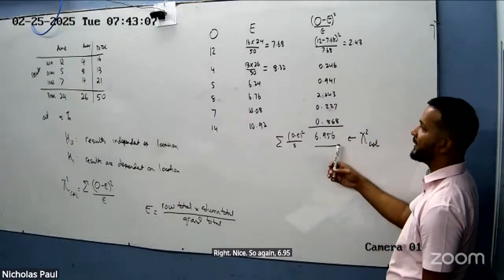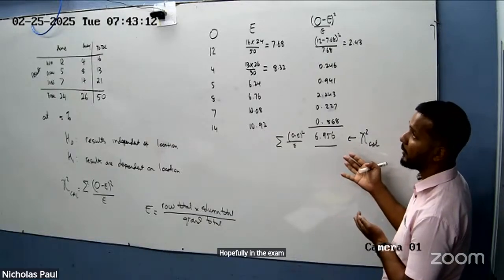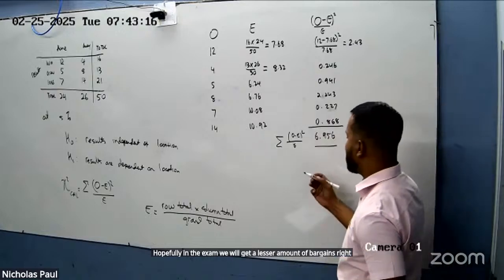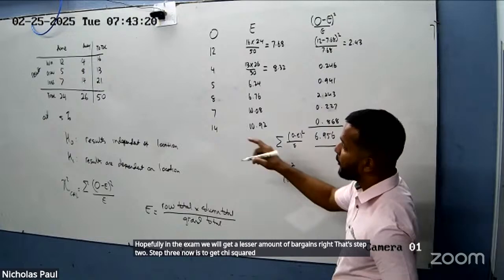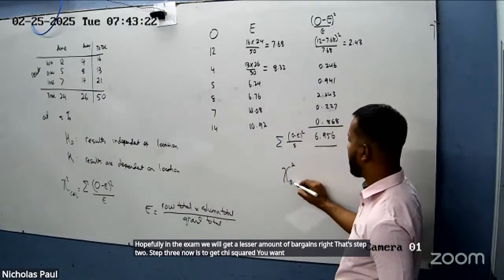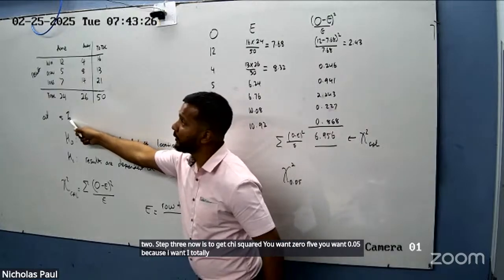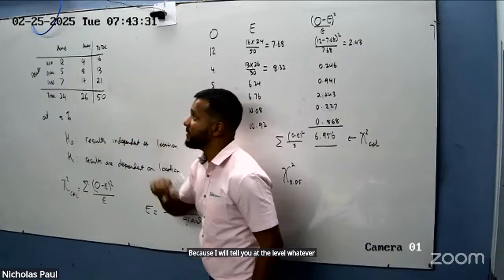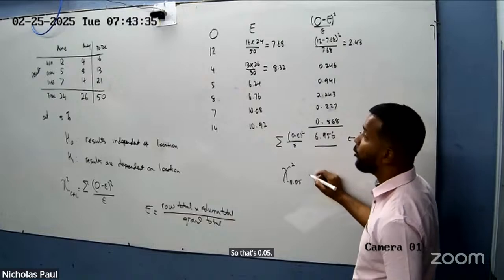That's a calculated value. It takes a little while. Hopefully in the exam we will get a lesser amount of values. That's step 2. Step 3 now is to get chi-squared. You want 0.05, because I told you the significance level here. The question will tell you the level. Significance level here is 5%. So that's 0.05.